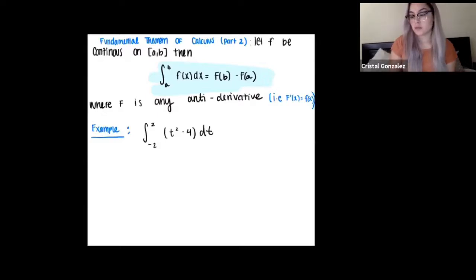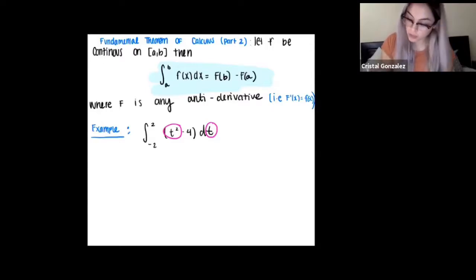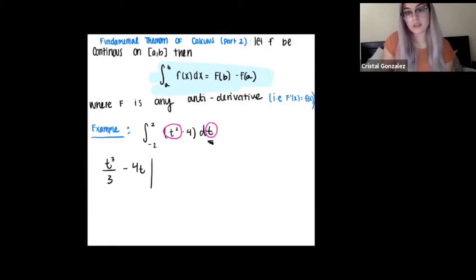Okay. So here we want to evaluate the integral from -2 to 2 of t squared minus 4 dt. And so here I'm integrating with respect to t, and I have my variable t here, so I can just integrate like normal, take that antiderivative. If I take the antiderivative of t squared, that's going to be t cubed, doing that power rule, divided by 3. And then the antiderivative of a constant is that constant times the respective variable, so it's going to be 4t. And the bounds are from -2 to 2.